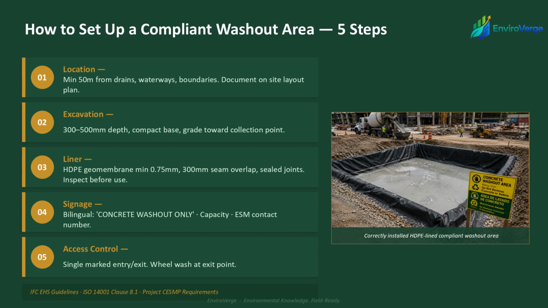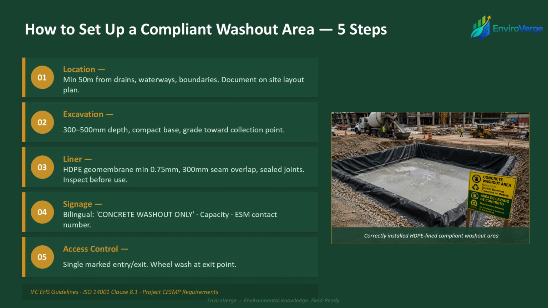Setting up a compliant concrete washout area is 5 steps, and you can have a fully compliant system operational within 1 working day. Step 1. Location. The area must be at least 50 meters from any stormwater drain, waterway, or site boundary. Choose a naturally level area, mark it on your site layout plan, and get formal ESM approval before excavation begins. Step 2. Excavation. Dig to 300 to 500 millimeters depth. Compact the base and sides firmly. Grade the floor toward a central low point where settled solids will collect.